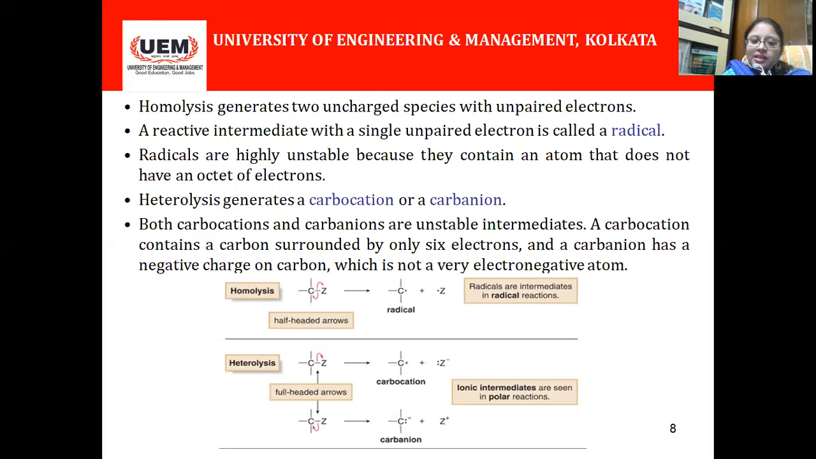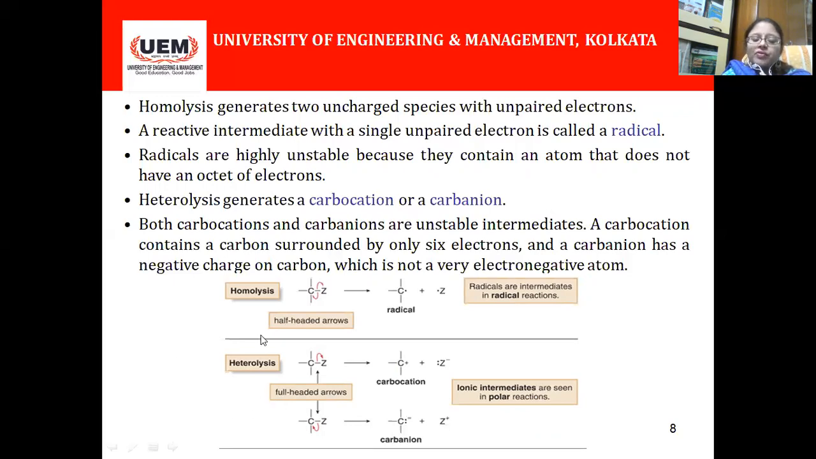Now, homolysis generates two uncharged species with an unpaired electron. So it is the equal share of electrons both species are getting, and the reactive intermediate with a single unpaired electron is called the radical. So, what is the result of homolysis cleavage? The result of homolysis cleavage is the generation of radicals, right? Now, radicals are very unstable because they contain an atom that does not fulfill its octet.